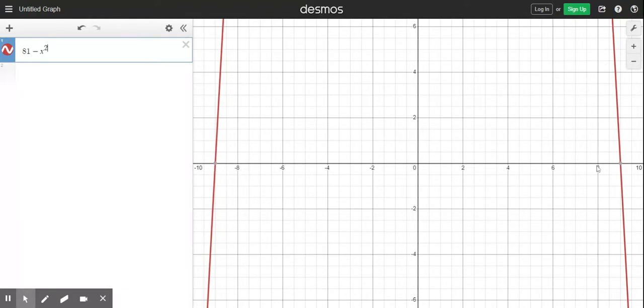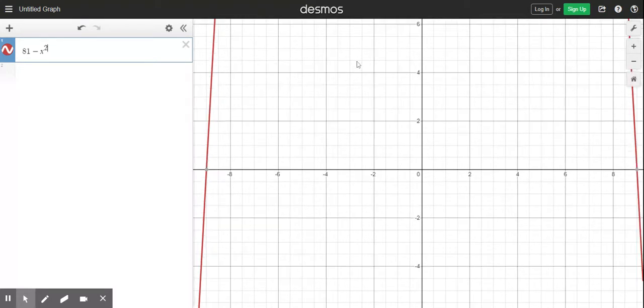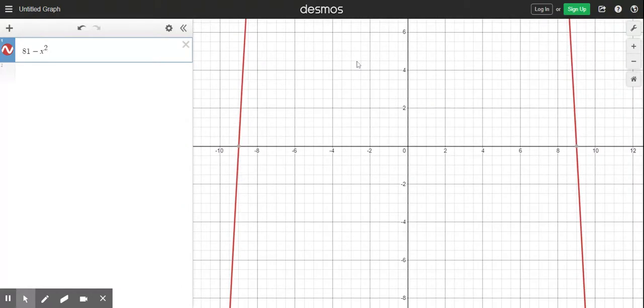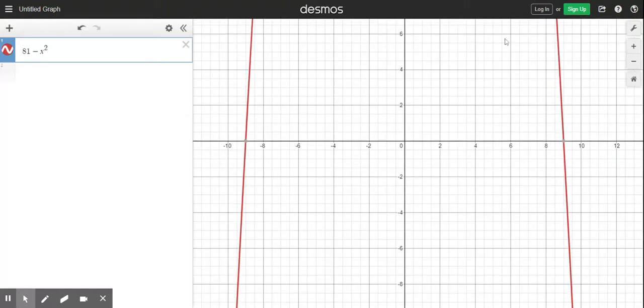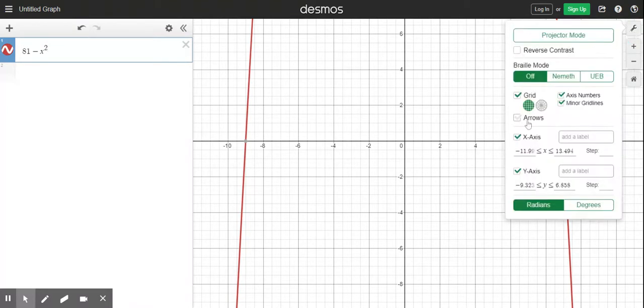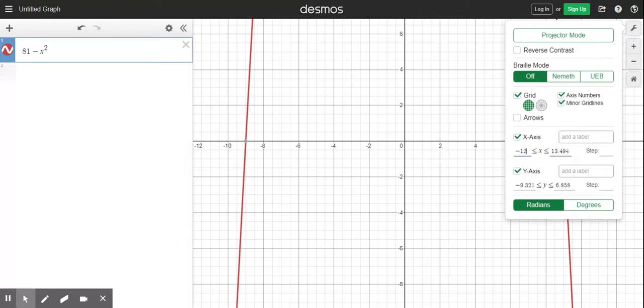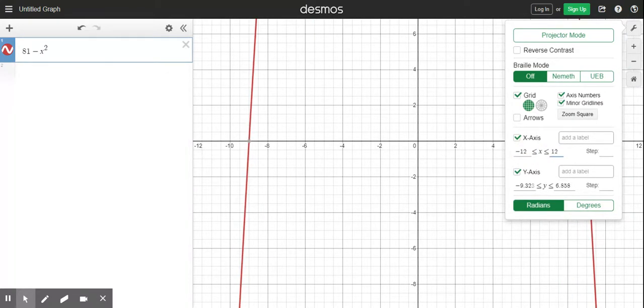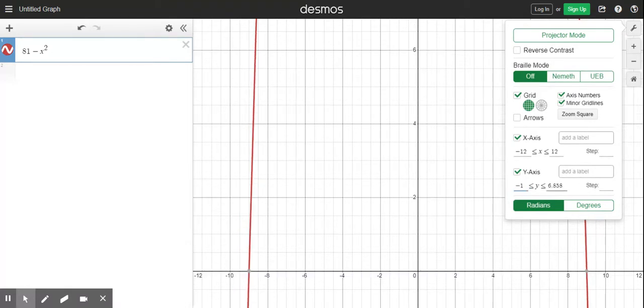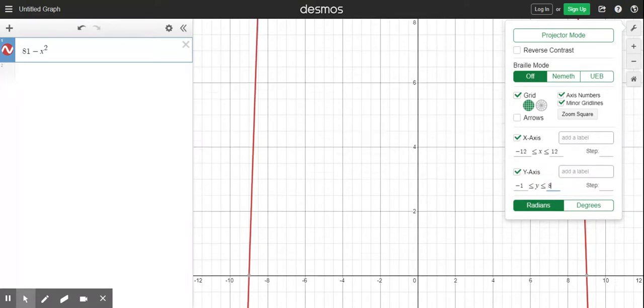I see I can go from -9 to 9. Oh, and look, it gave me the points, but I can't see what's up there. Now I can zoom out, but that still doesn't help. So maybe what I need to do is look at my graph settings. So I go to this wrench, and I'm going to have my x-axis go from -12 to 12. Then I'm going to have my y-axis go from -1 maybe to, let's go 85.